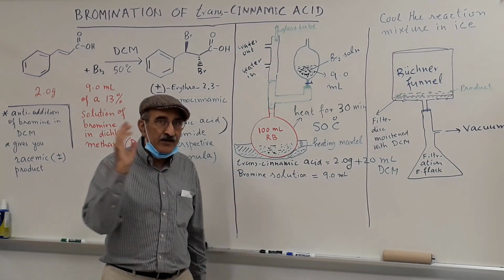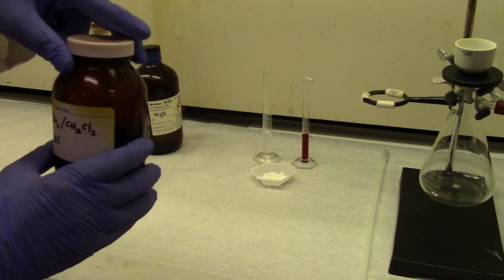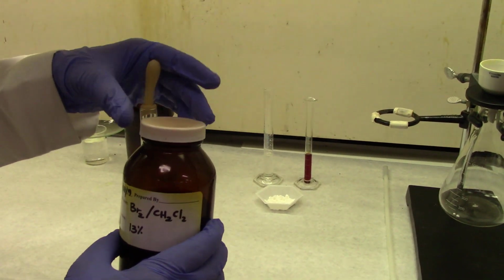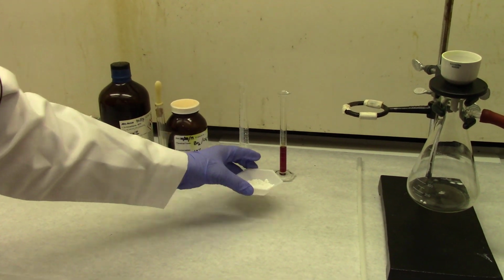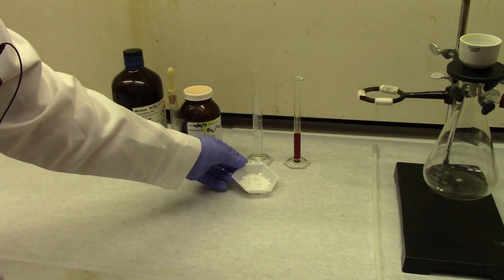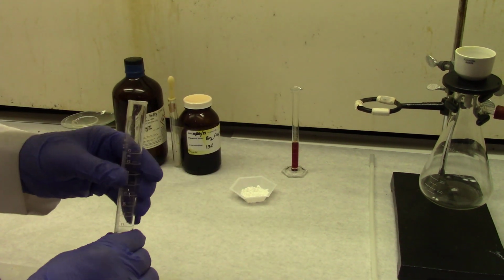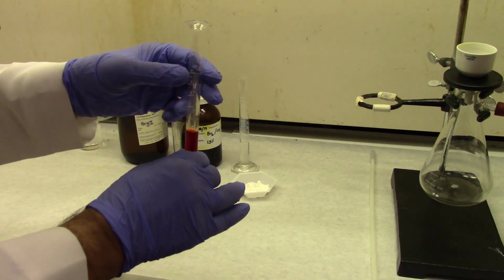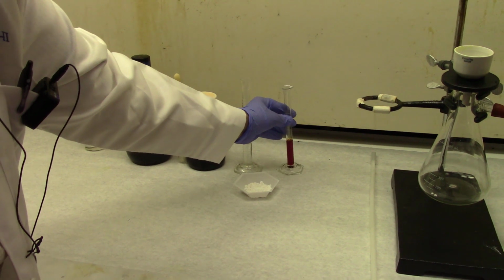So, okay, let's head right to the hood and do the experiment. Let me introduce to you the reagents that we'll be using in this reaction. This is bromine solution, bromine dissolved in DCM, dichloromethane. And this is trans-cinnamic acid. This is a powder. And I have measured 9 ml of DCM to dissolve the cinnamic acid. And this is the bromine solution that I am using, 4.7 ml of this solution for this reaction.